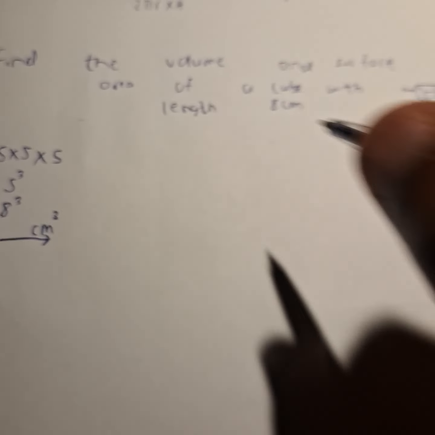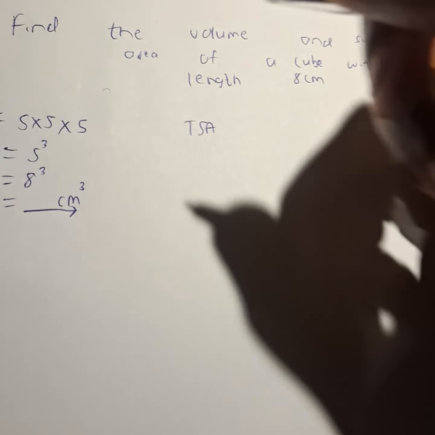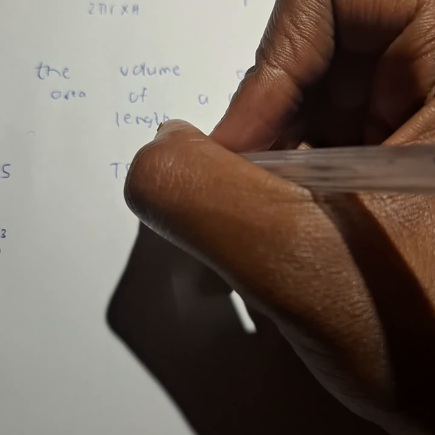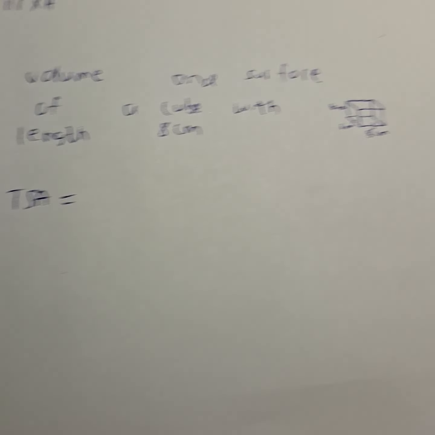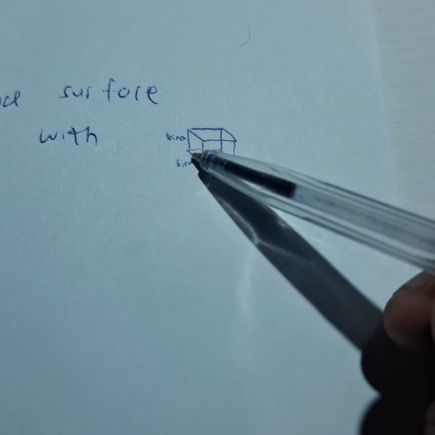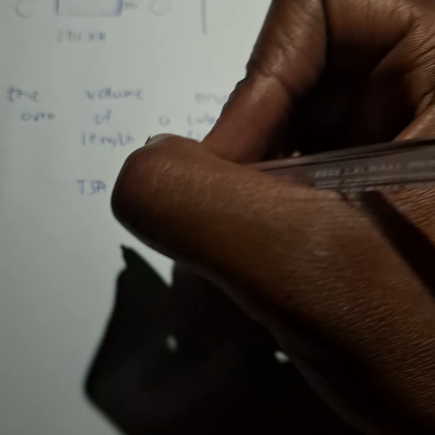Oh sorry, they wanted us to also calculate the total surface area. So TSA, the total surface area, is equal to what? Now remember, we said we have how many square faces? 6 of them.